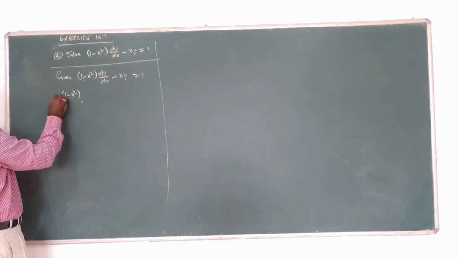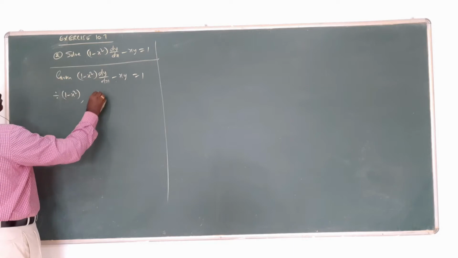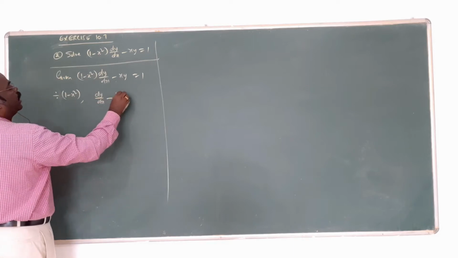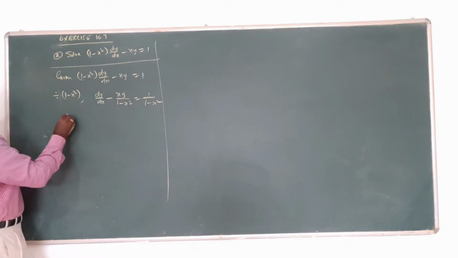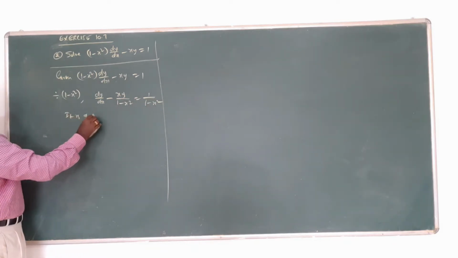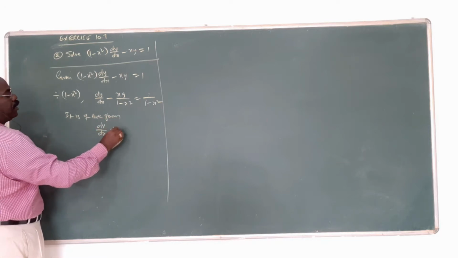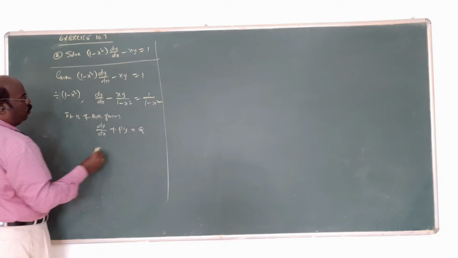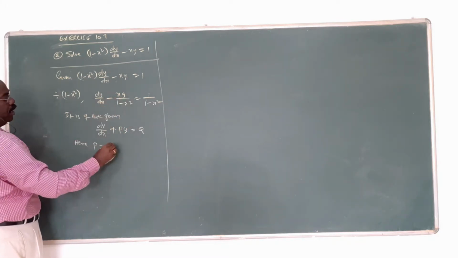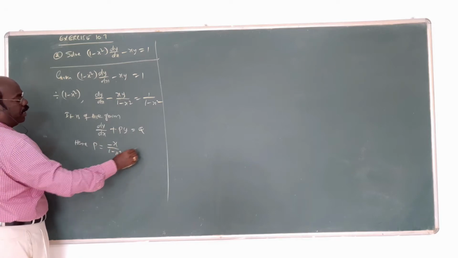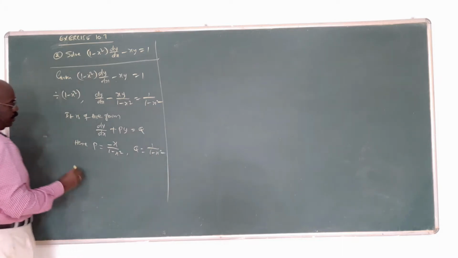The linear equation is of the form dy by dx plus P y equal to Q. Now dy by dx minus x divided by 1 minus x square equals 1 by 1 minus x square. Here, what is P? The coefficient of y, that is minus x by 1 minus x square. Q equals 1 by 1 minus x square. Am I correct? Now write the solution.